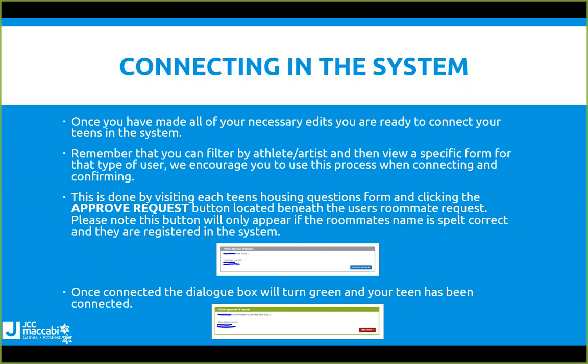Once you've reviewed, you've looked at it, you've got the roommate request, you've got the 2 teens, it makes sense. You're going ahead, you're clicking that edit button on that form to make everything malleable, and you're hitting approve request. Once you've done so, that dialog box is going to turn green. That approve request is going to turn into a disconnect button, and you'll see that that roommate request is now appearing at the top of the housing form as well. You're going to go ahead and click save, and now that teen has been connected in the system.